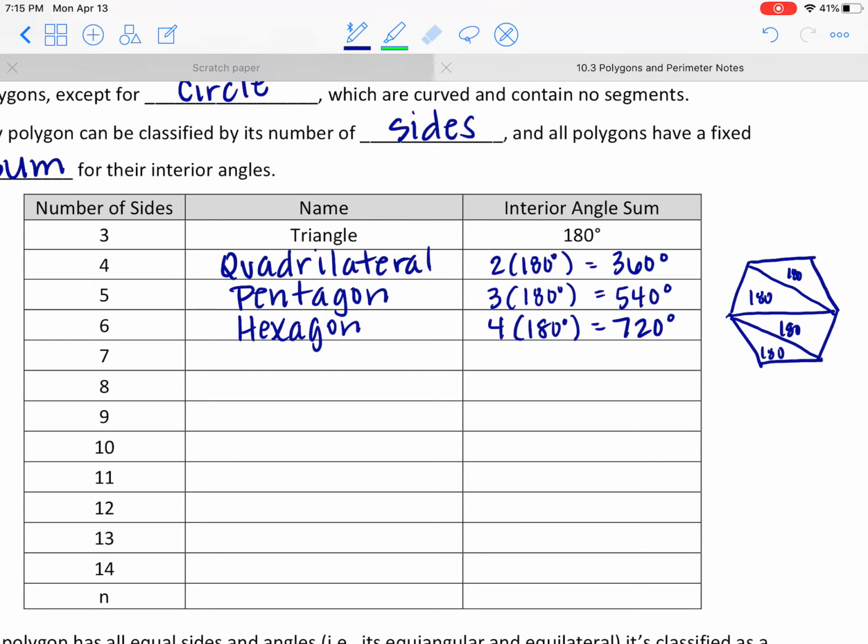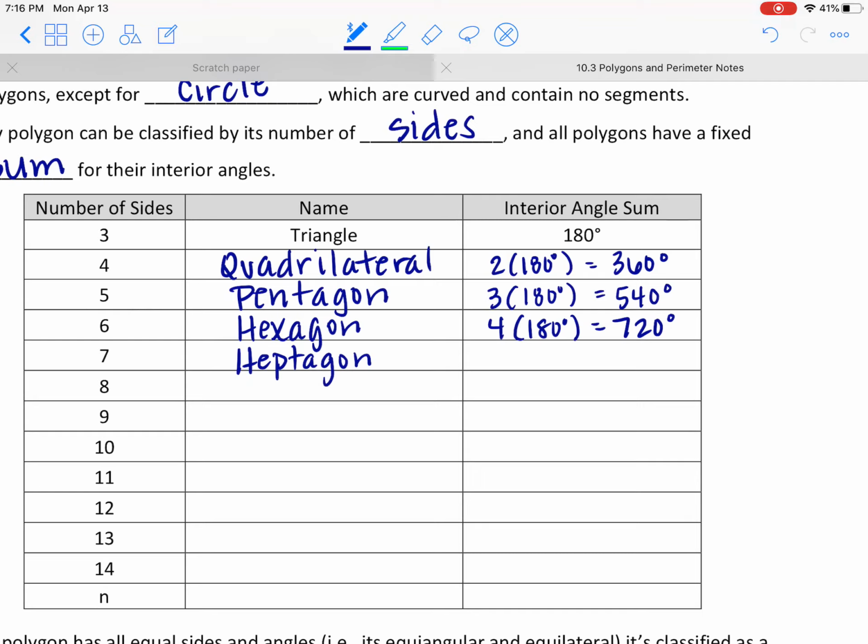Okay, how about the next one? Next one we have a seven-sided figure. Now this is not one that we encounter a lot, so maybe you aren't familiar with the name, but we call a seven-sided polygon a heptagon.